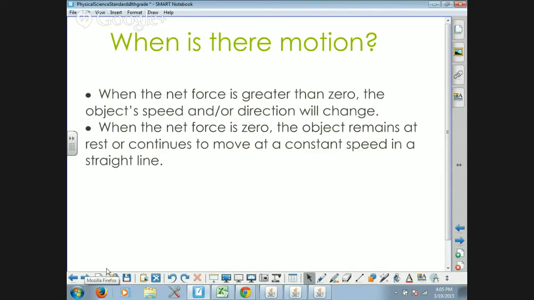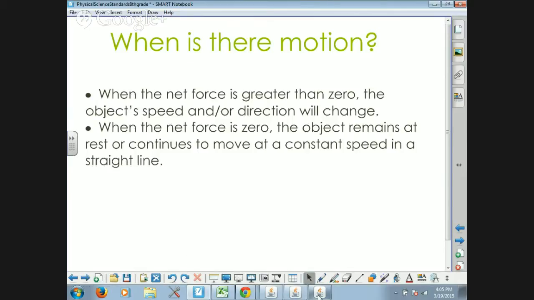When is there motion? If the net force is 0, the object is going to stay status quo. It's not just going to stay not in motion. Oh, net force is 0, there's no motion? Well, if there was already motion, then there's going to continue to be motion. When the net force is greater than 0, the object's speed and/or direction will change. When the net force is 0, the object remains at rest or continues to move.